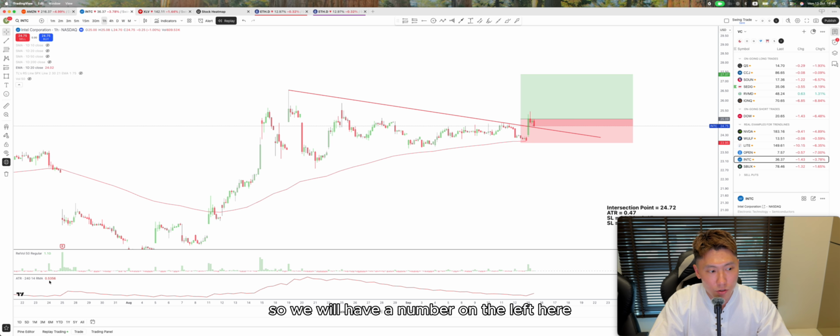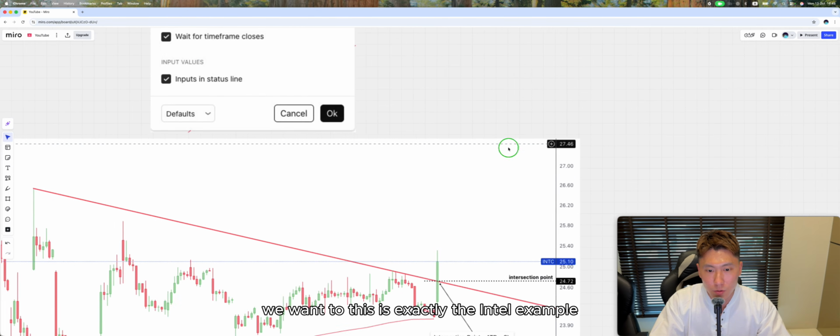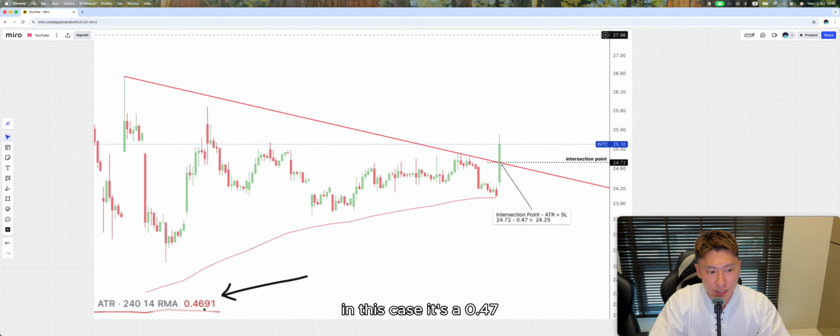Okay. So we will have a number on the left here. As you can see, if I point here to this number, it says roughly 0.53, right? So it tells us that Intel will move at least 53 cents in a day. This is exactly the Intel example. In this case, it's 0.47. Let's just use this so it avoids any confusion.